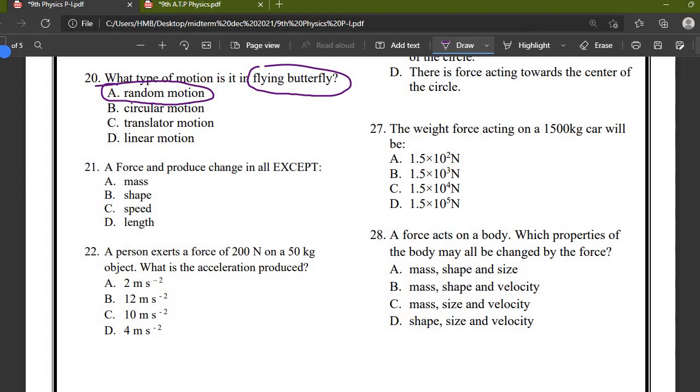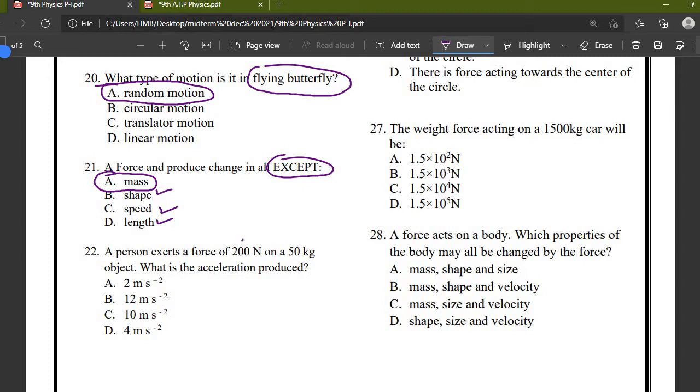A force can produce change in all of the following except one. A force is an agent that can change many states or properties of the body except for one. A force can change the shape of the body, can change the length and speed of the body, except for the mass. Mass is a universal constant and cannot be changed with the application of force.